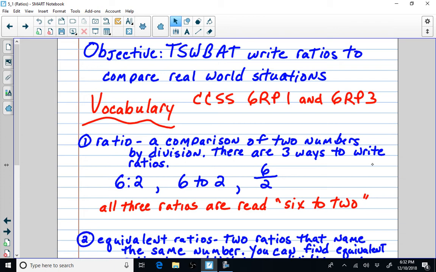There are three ways to write ratios. We can write ratios using the colon, 6:2. I can write it using the word to, 6 to 2. Or I can write it as a fraction, 6 over 2. But all three ways of writing ratios are read 6 to 2.